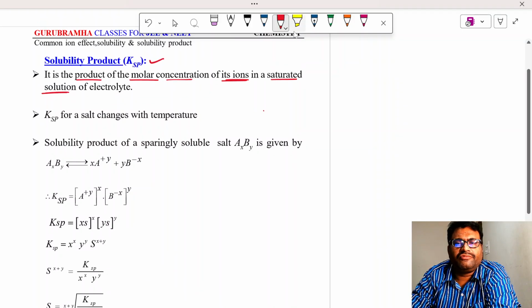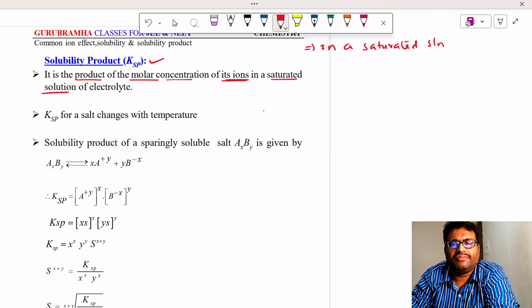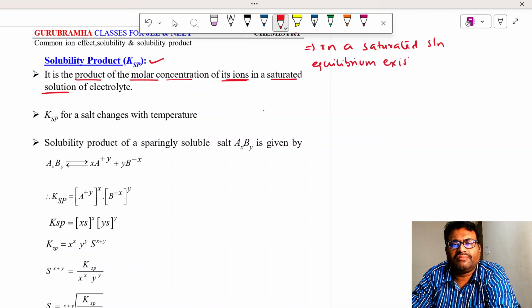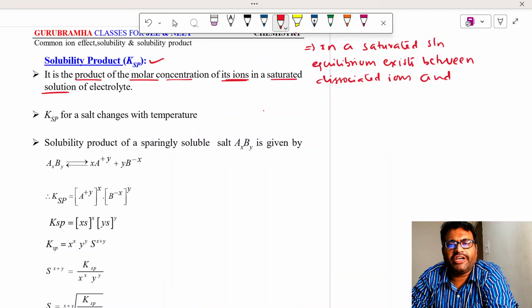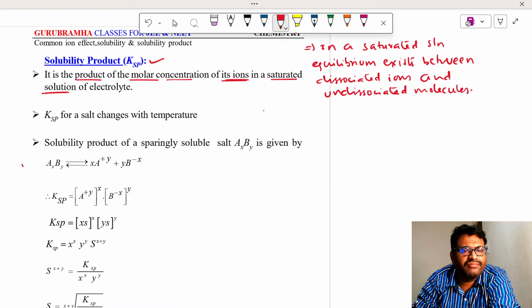So we can say that in a saturated solution, equilibrium exists between dissociated ions and undissociated molecule. That is the reason why we have written this. Let us see this.